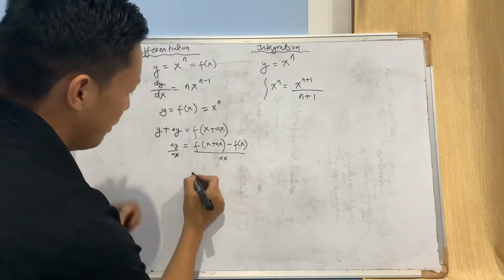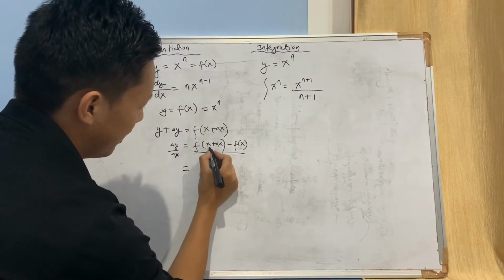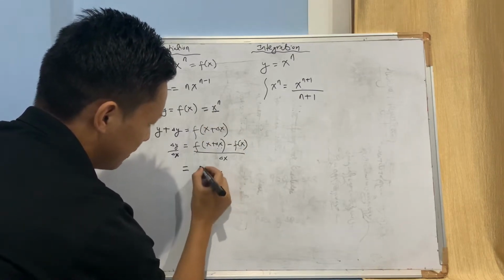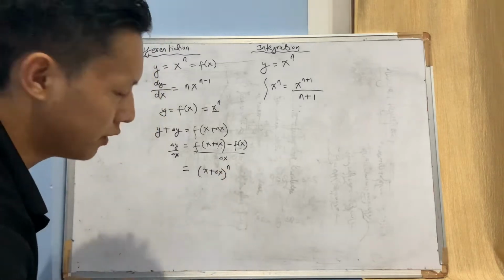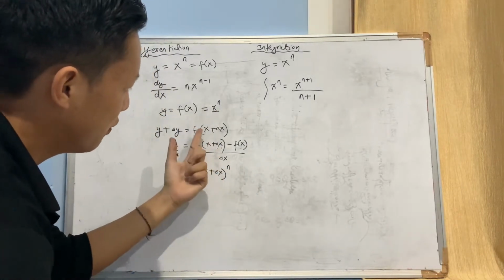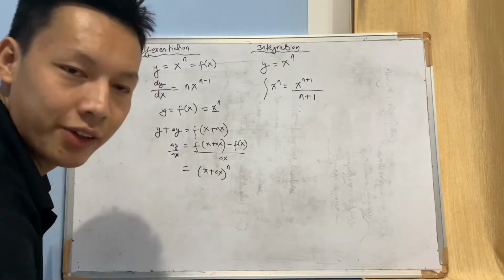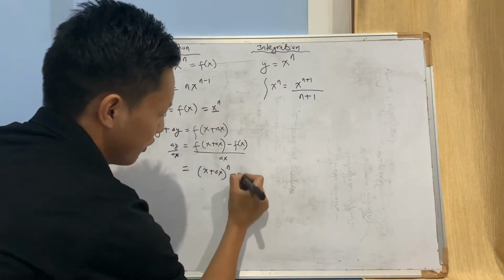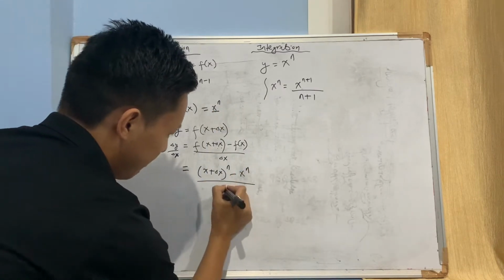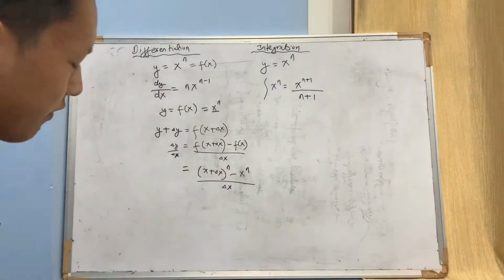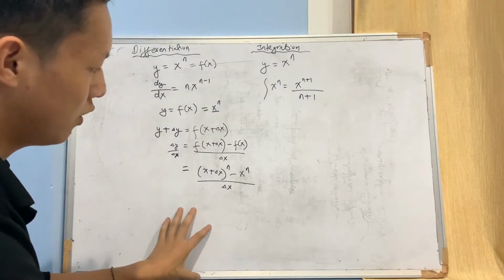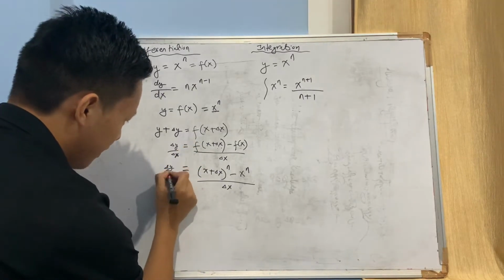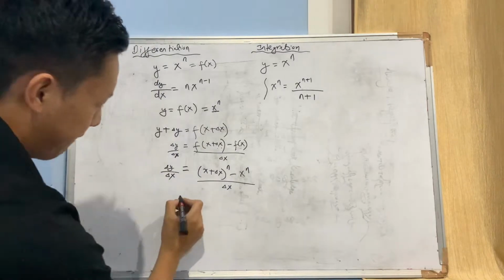So if I put x plus del x instead of x, the function will look like this, of course, because instead of x I have to put x plus del x. So I put here f of x plus del x, minus f of x, which is x to the power n, divided by del x. So this is what we call the derivative. We have to find the first derivative, which is del y by del x, right?